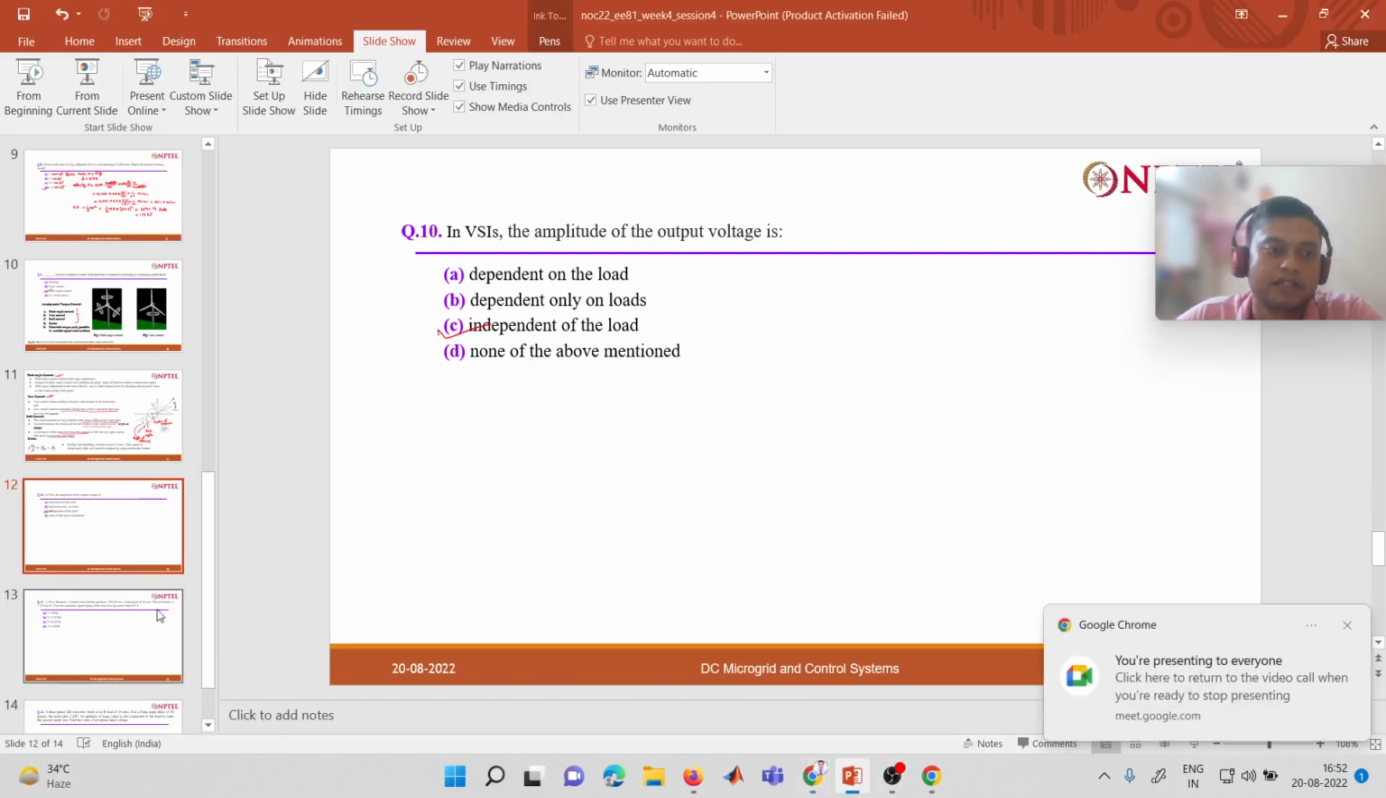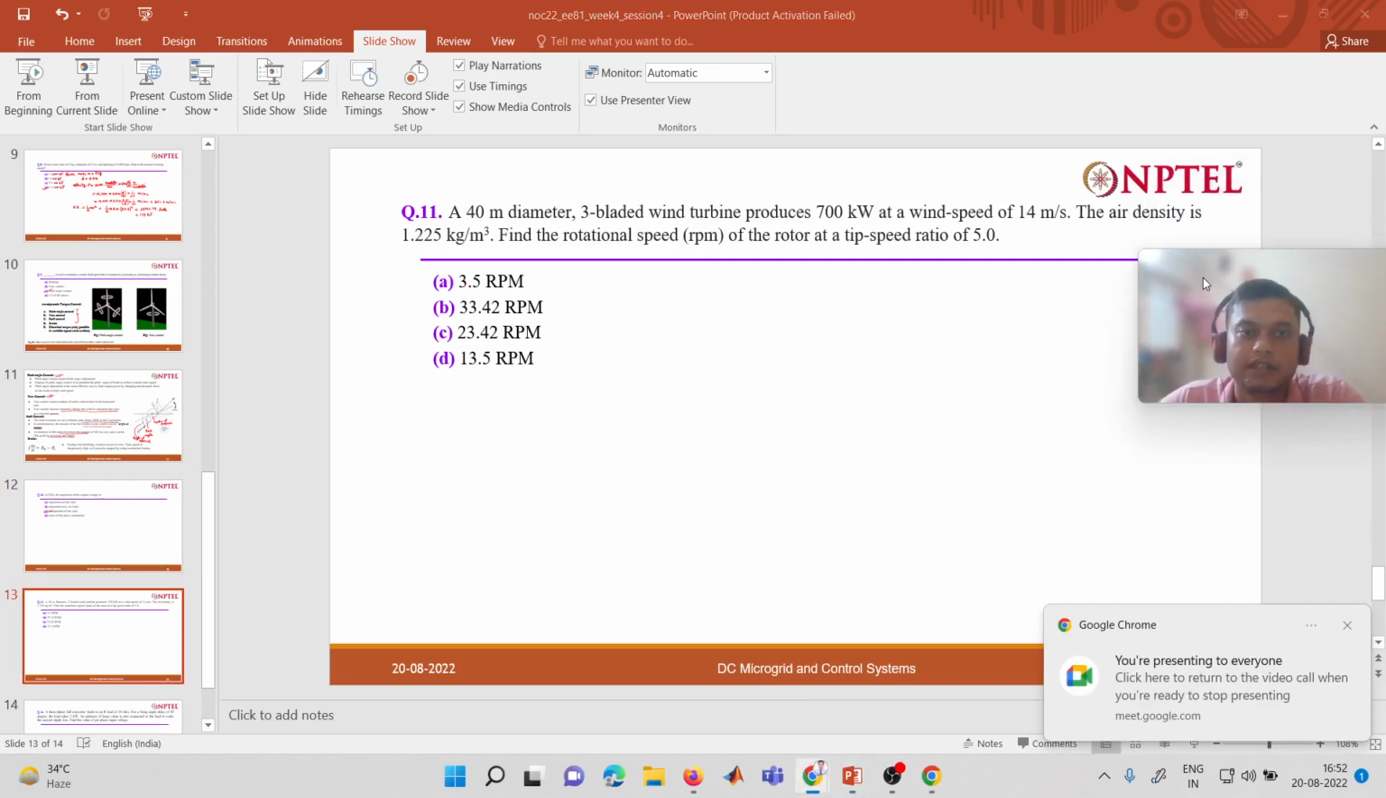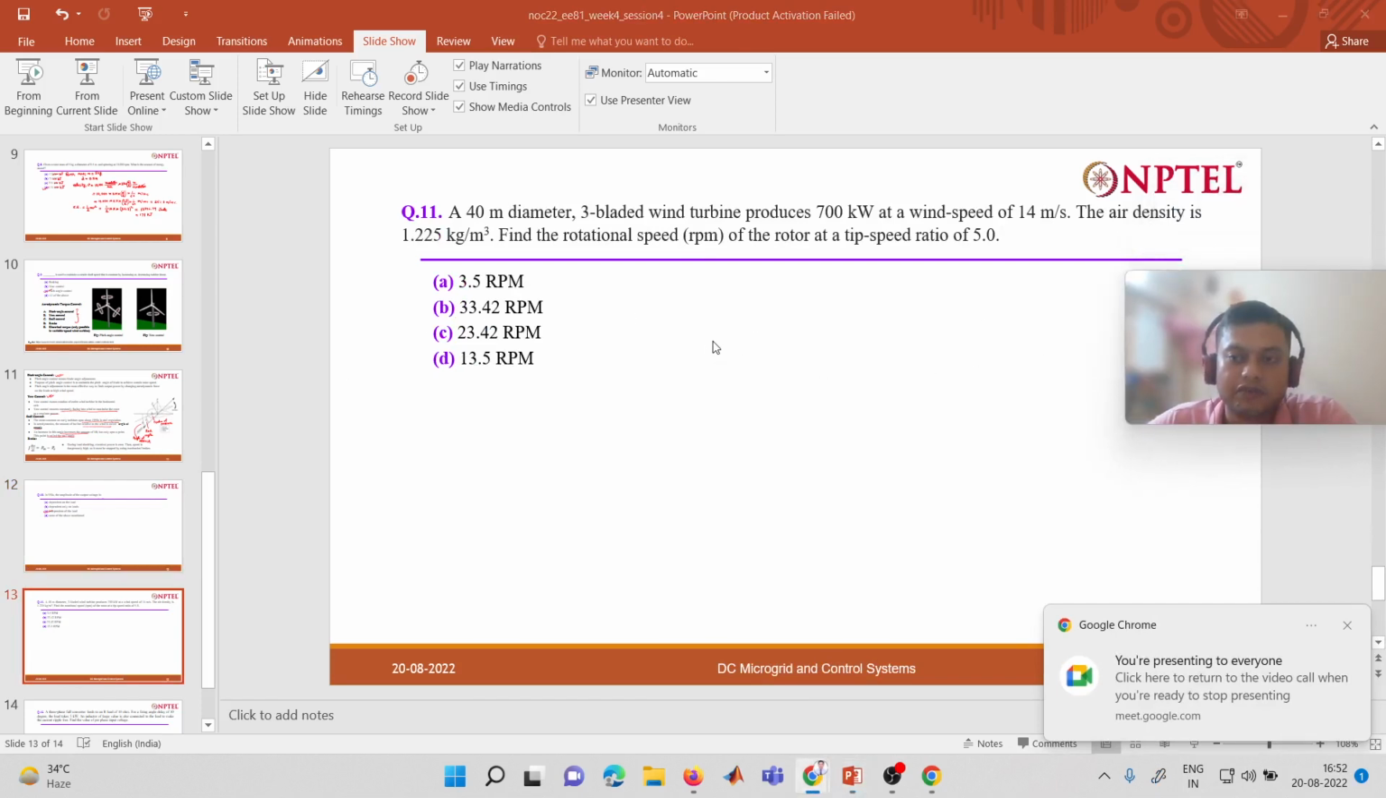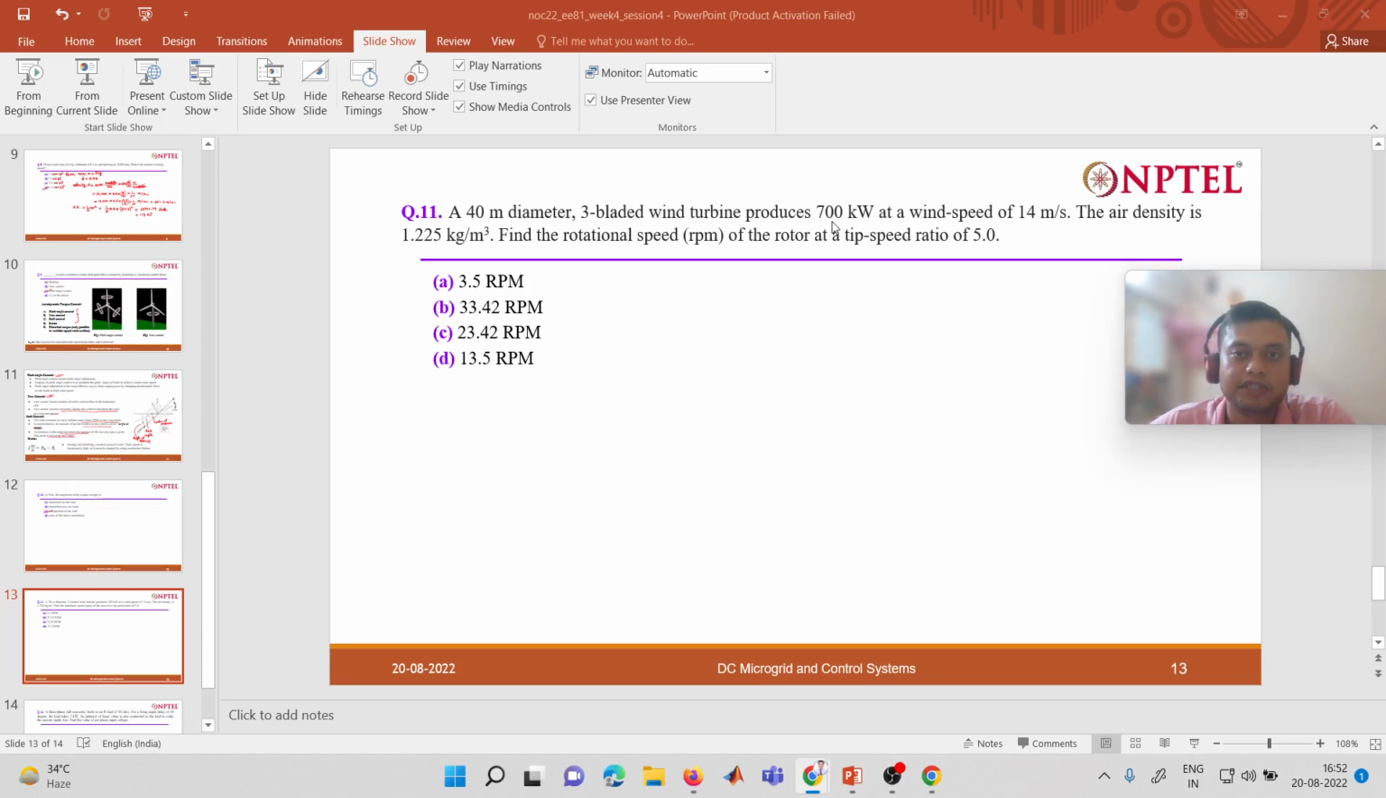So now let us come to the next question. This question is also for a wind power system. It is asking: a 40-meter diameter 3-bladed wind turbine produces 700 kilowatt at a wind speed of 14 meter per second. The air density is 1.225 kg per meter cube. Find the rotational speed of the rotor at a tip speed ratio of 5.0. I will just give some hints so that you can try.